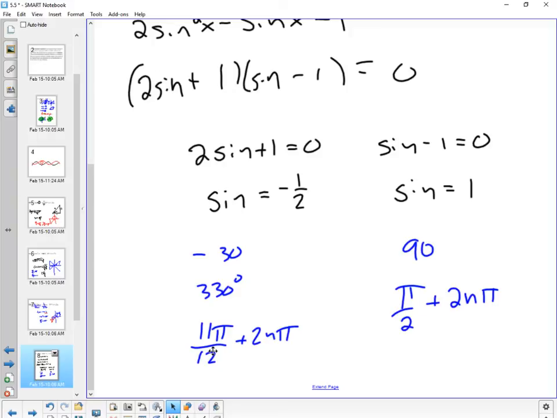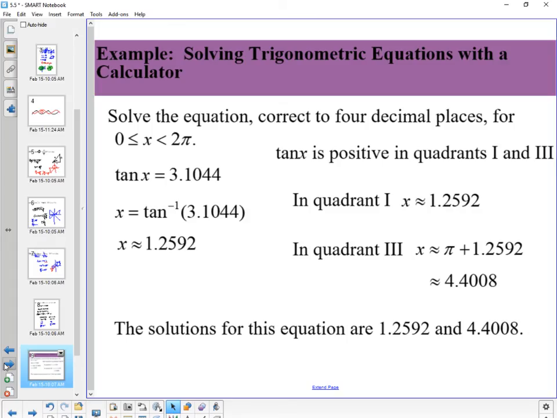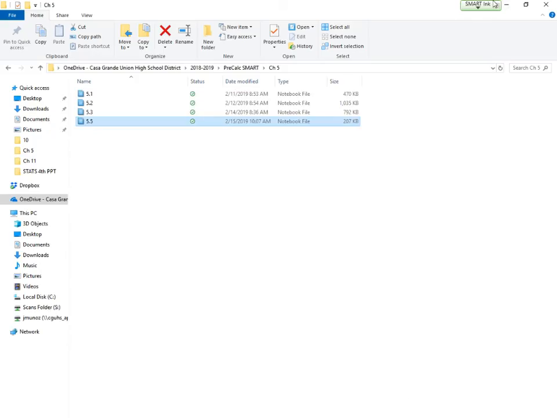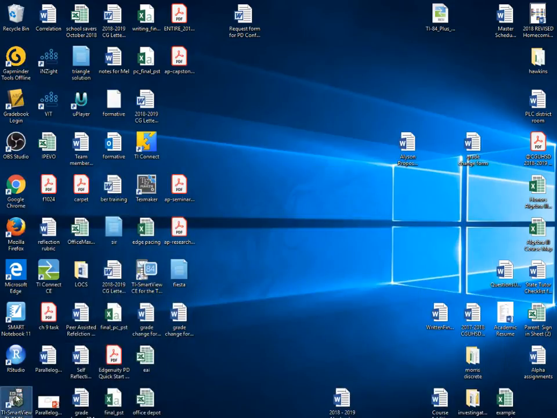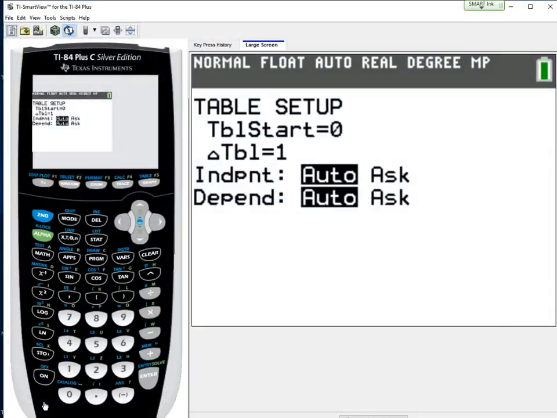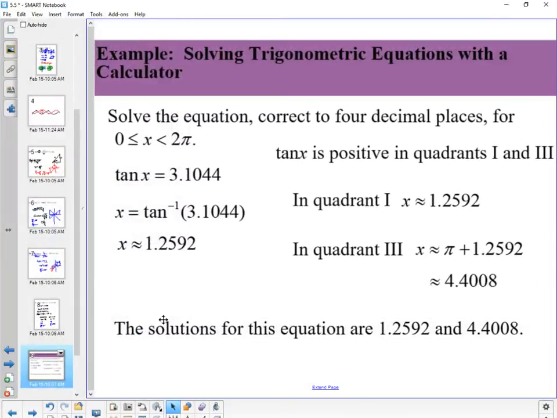I want to show you something that I think would have helped a little bit. For some of these, you have to solve things like tan x equals 3.044, and you will need your calculator for this. If you don't have one, you might want to just take some notes, or run up there while I load up mine.